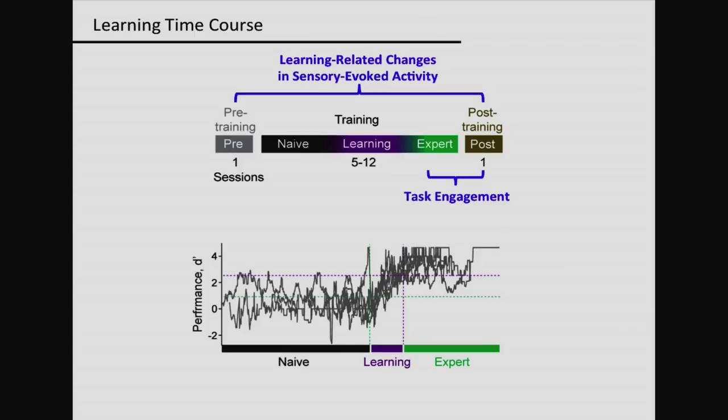The overall protocol is that we have an initial pre-training session, when the animals are not water deprived. They're sitting there passively getting their textures, and they can actively whisk against the textures or not. Then we take them through training, and then we have a post-training session where we give the water back. The animals again sit there, and we passively present the textures. If we compare the pre-training and post-training sessions, where the behavioral state is the same and they're not engaged in a task, we can look for potentially learning-related changes in the sensory-evoked activity.